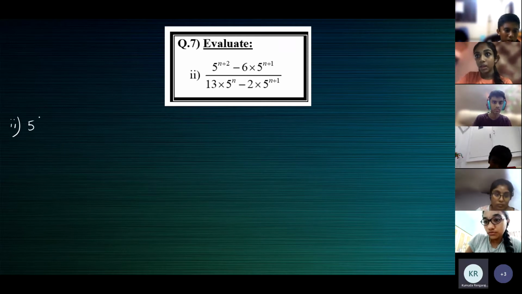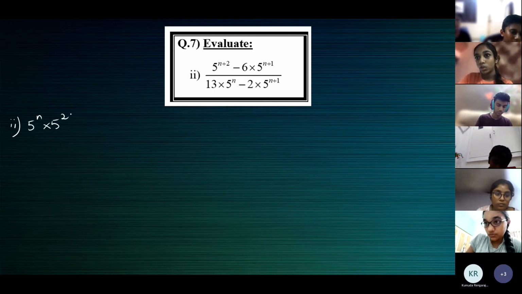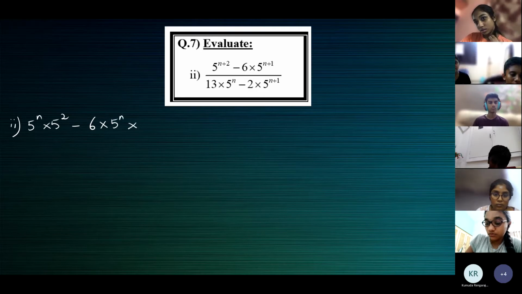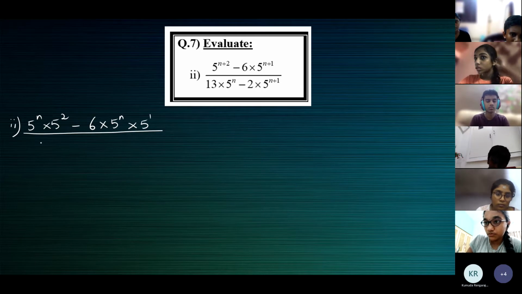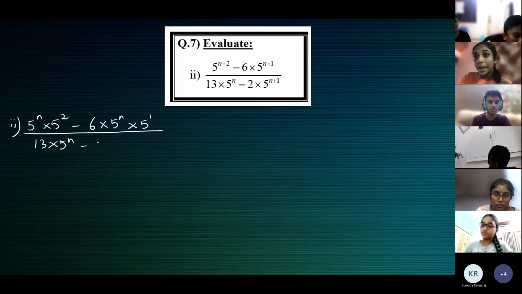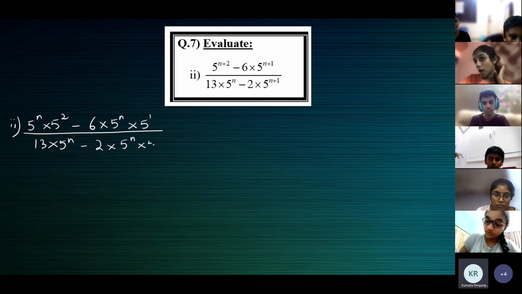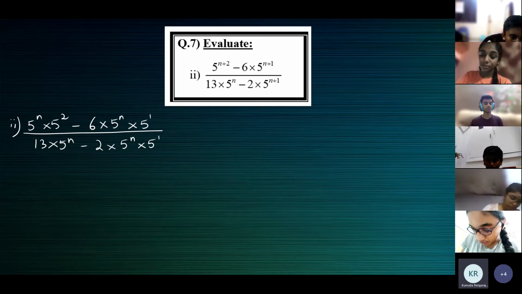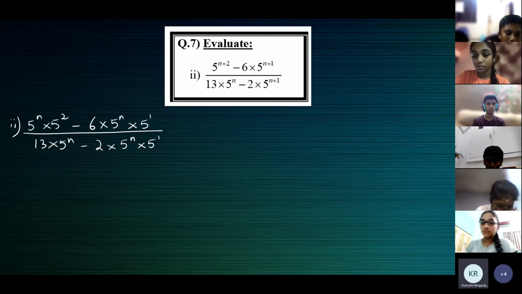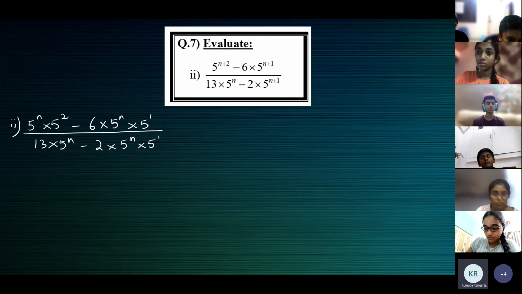5 to the power n into 5 to the power 2, ma'am. Then minus 6 into 5 to the power n into 5 to the power 1, ma'am. Very good. Divided by 30 into 5 power n minus 2 into 5 to the power n into 5 to the power 1, ma'am. Next we'll simplify. If there are numbers to be multiplied, we will multiply and then take out common.